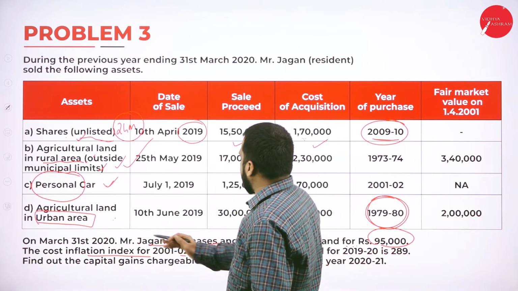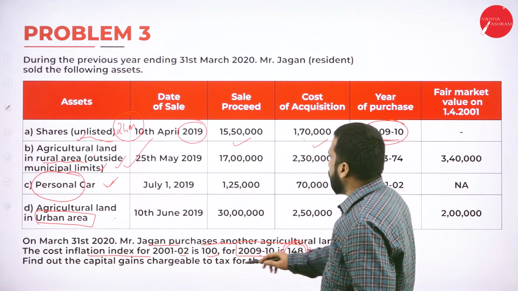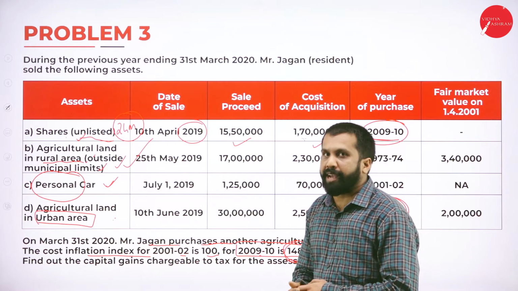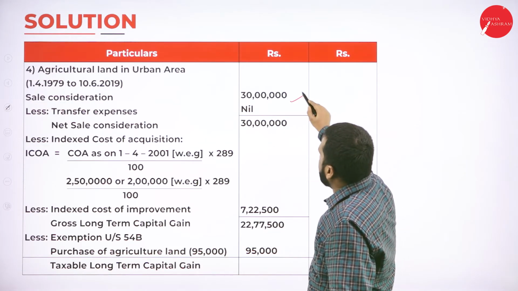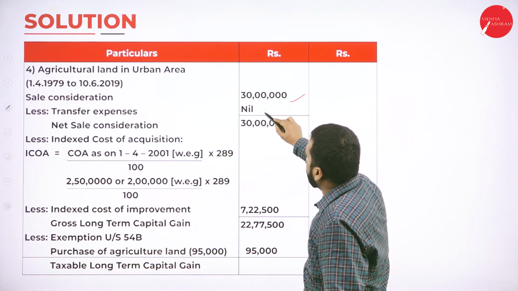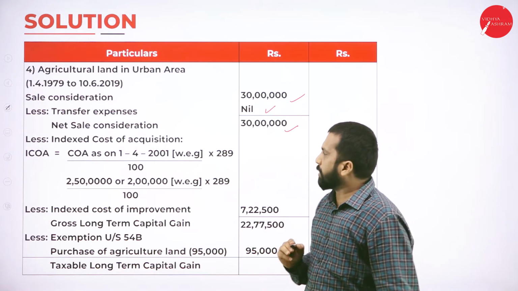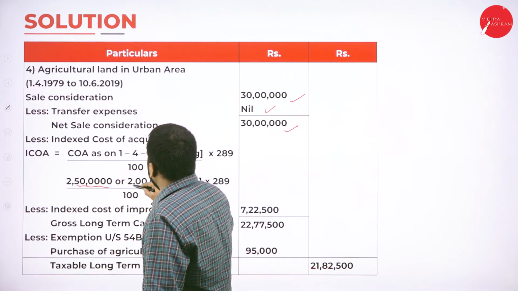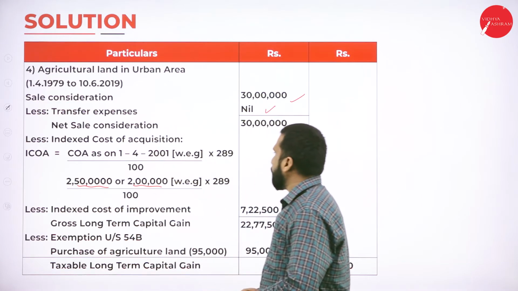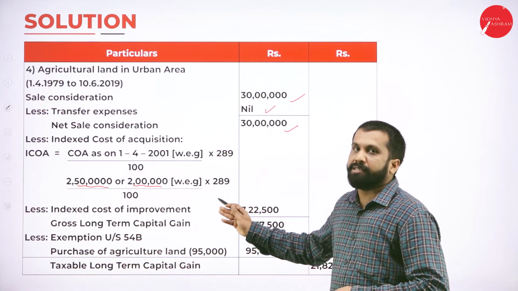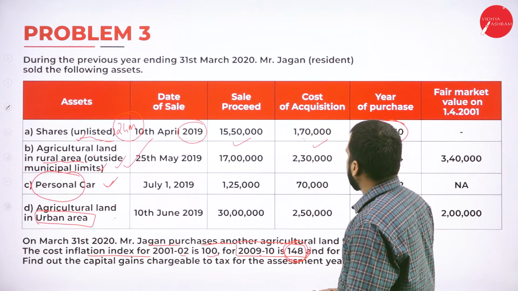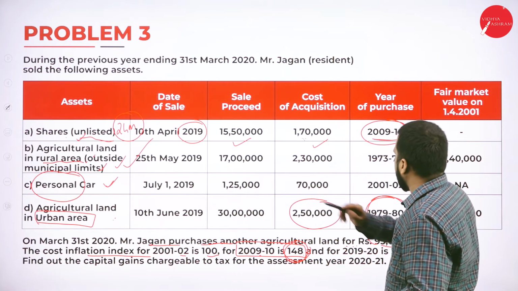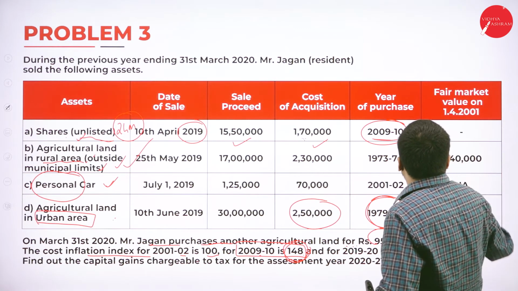And in the adjustment they have given, Jagan purchased another agriculture land. Agriculture land, 30 lakh, yes. Any commission? No. Net consideration will be 30 lakh. Now, cost of acquisition, see, 2,50,000 or 2 lakh, whichever is greater. Why whichever is greater? Because it is 2001. I'll go back. Now, cost of acquisition 2,50,000 they have given. So, fair market value is 2 lakh.